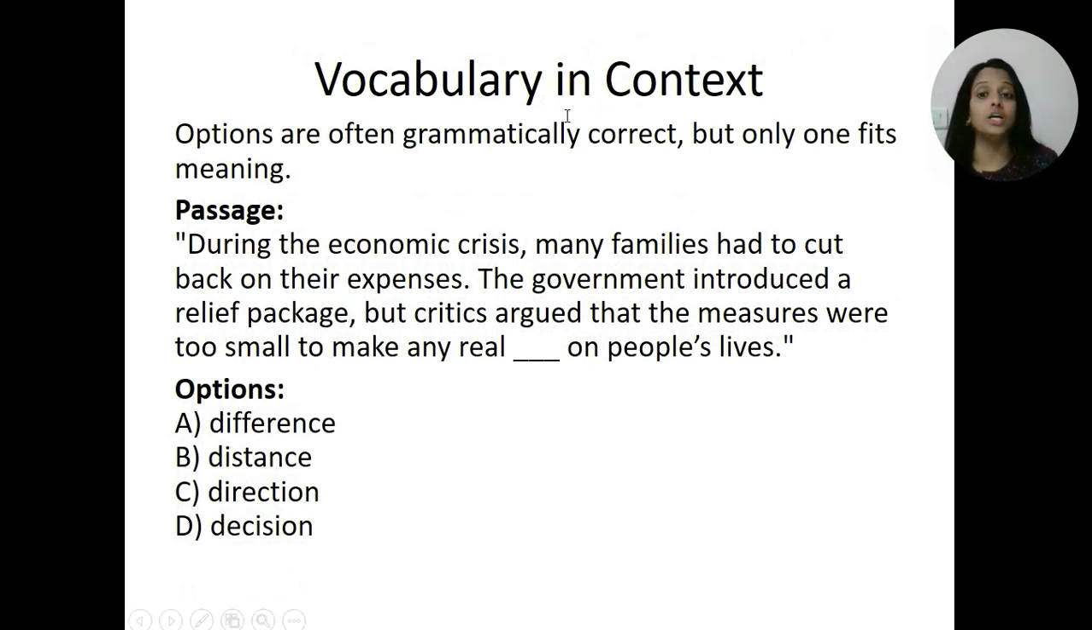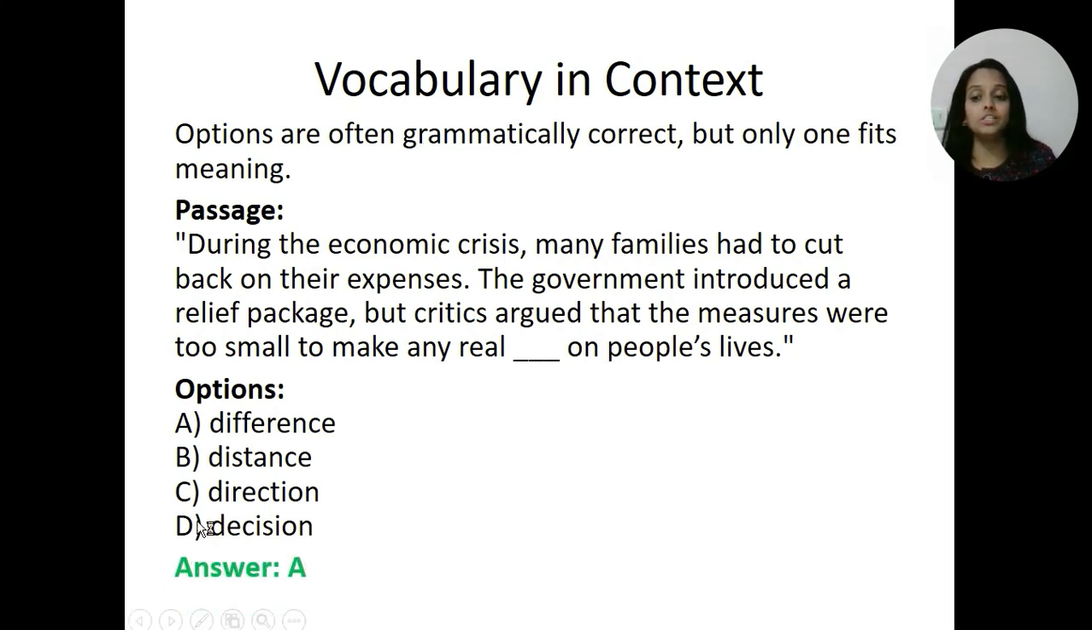PTE often gives words that are all grammatically fine, but only one fits the meaning. Let's see an example here. During the economic crisis, many families had to cut back on their expenses. The government introduced a relief package, but critics argued that the measures were too small to make any real dash on people's lives. And if you see the options, option A difference, option B distance, option C direction, option D decision. And let me reveal the correct answer.